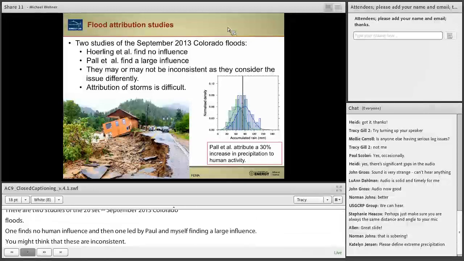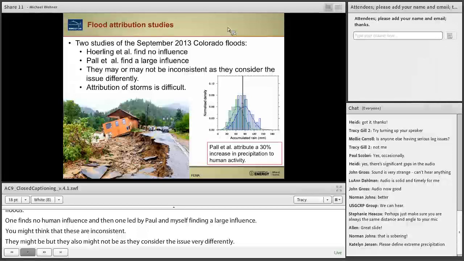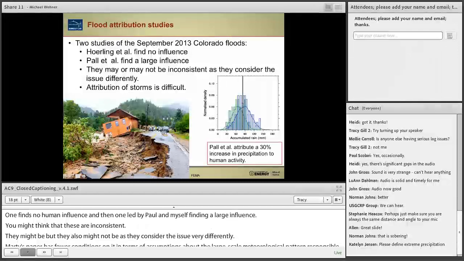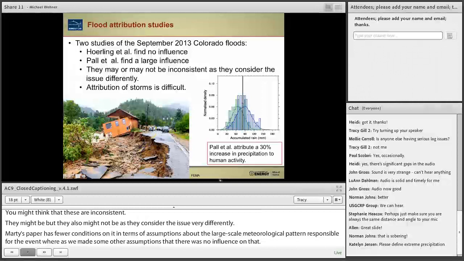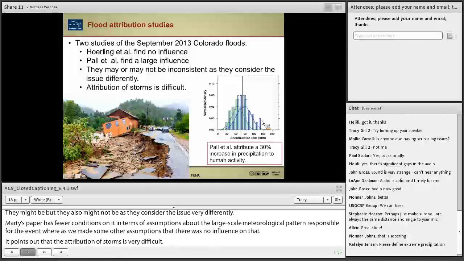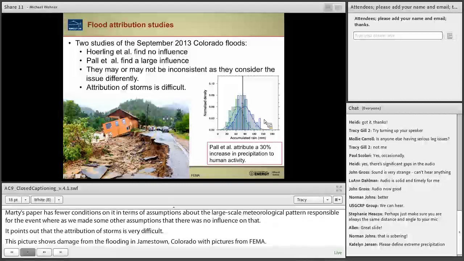Marty's paper has fewer conditions on it in terms of assumptions about the large-scale meteorological patterns responsible for this event, whereas we made some other assumptions that there was no influence on that. It points out that the attribution of storms is very difficult. This picture shows some damage from the flooding, I think, in Jamestown, Colorado, from pictures from FEMA. Here's the principal result from our paper, which attributed a 30% increase in the precipitation of this event to climate change, which is a lot, actually, when you think about it.